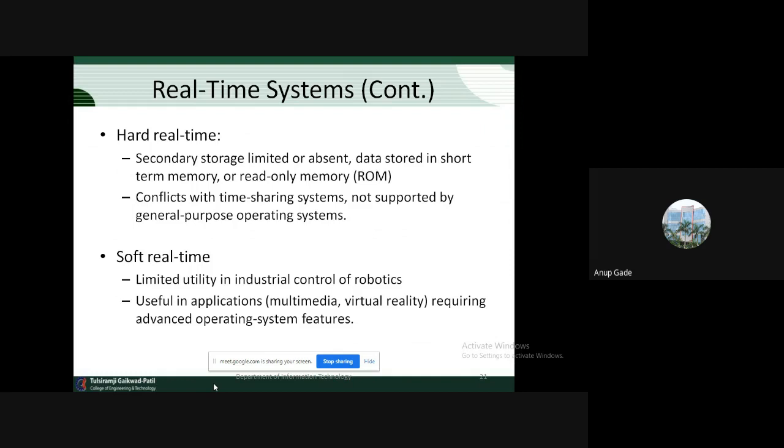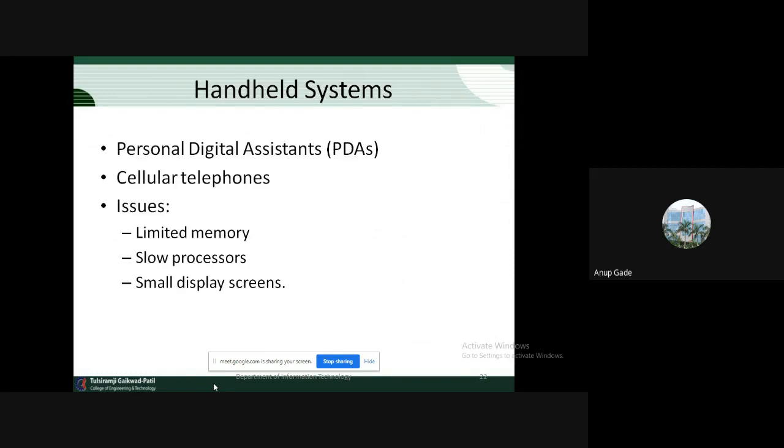Whereas a soft real-time operating system has limited utility in industrial control like robotics. It is used in applications like multimedia or virtual reality. Of course, it requires advanced features of an operating system. But whenever we talk about a hard real-time operating system, it has no compromise with time. Absolute 100% matching with the time is required. In case of soft real-time, some minute compromise in time can be there.